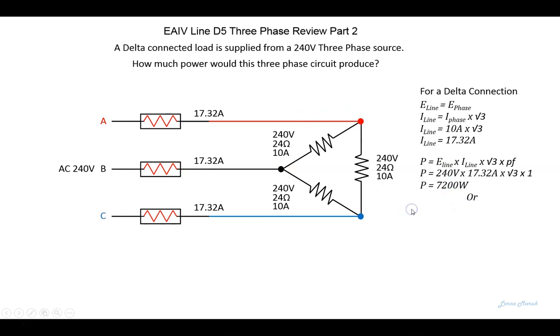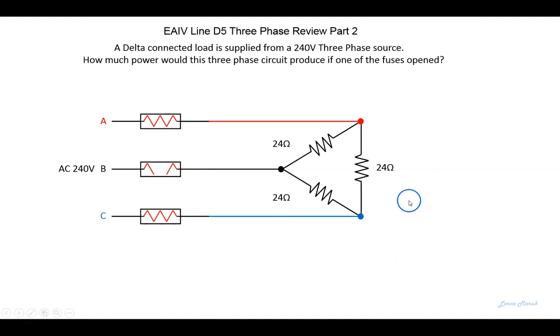We can also use our phase values, just like with the Y connection. In this case, 240 times 10, which would give us 2,400. Of course, times that by 3 to get 7,200 watts. How much power would it produce if we lost a fuse?